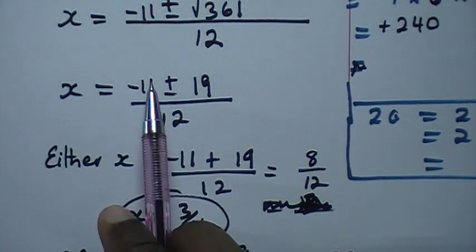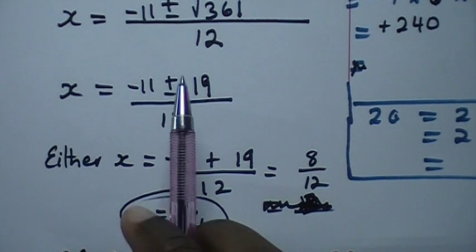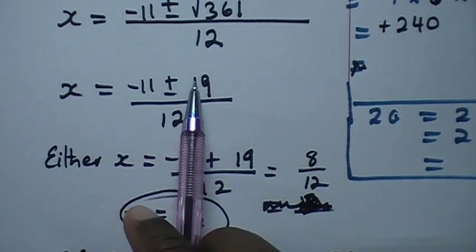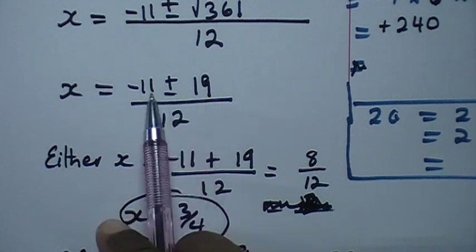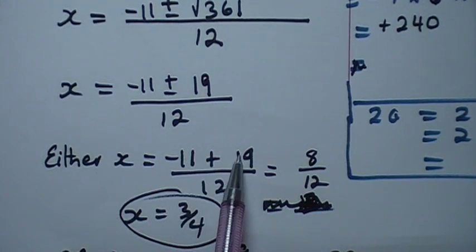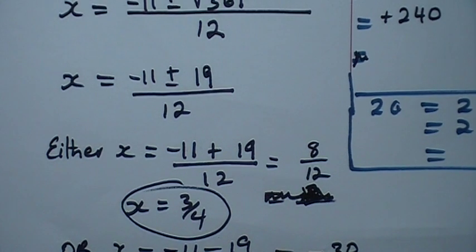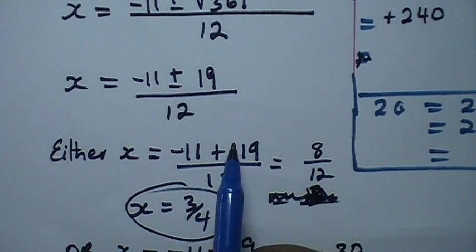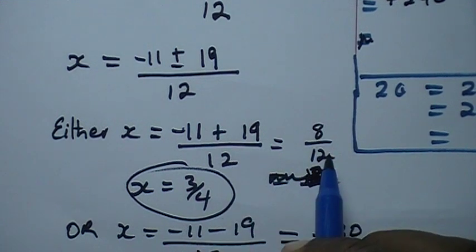The next step is to divide by 12, but we can't because we have two numbers there to solve. So what we need to do is to add and subtract. So we're going to have x equal to, in one case, the sum of these two numbers, and in another case, the difference, which is the minus. So the sum of the numerators, negative 11 plus 19, gives us 8. Keep the sign of the bigger number, positive. And 12. 8 over 12.